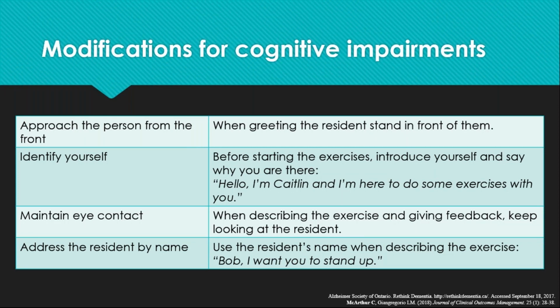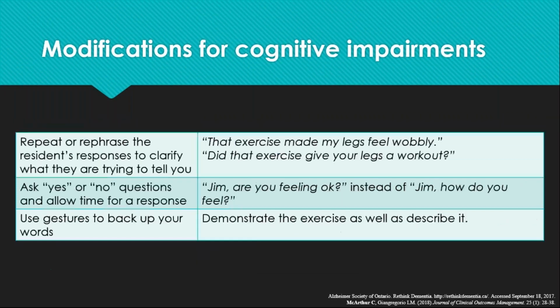Maintain eye contact throughout your interaction. So, when describing the exercise and giving them feedback, keep looking at them. And also address them by name. Use their name when describing the exercise. So, Bob, I want you to stand up out of that chair.